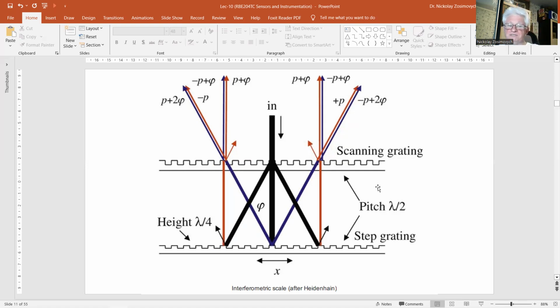Light that falls on such a grating will be partially diffracted, resulting in diffracted beams of order 0, plus minus 1, plus minus 2, and so on. In this case, we only consider diffraction of the orders minus 1, 0, and plus 1. The order 0 corresponds to the non-diffracted beams.